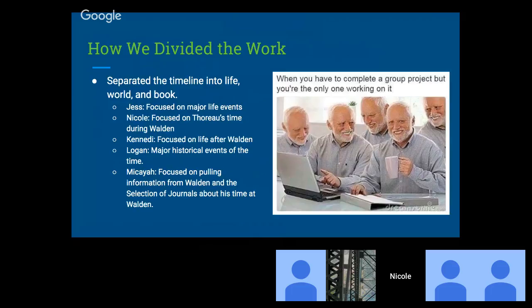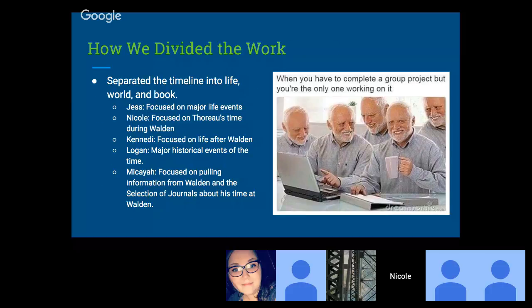So this is what we tried to avoid when we were dividing work, because we do not want one person doing all the work. We've all been in horrible group projects where that was the case. So we split it up, with me focusing on major life events, and others focusing on Thoreau's time during Walden, after Walden, major historical events during the time, pulling information from Walden and sections of journals, and so on. We made sure everyone had a job and no one was slacking, because it'd be obvious in the timeline. So that's what we tried to avoid in this project.